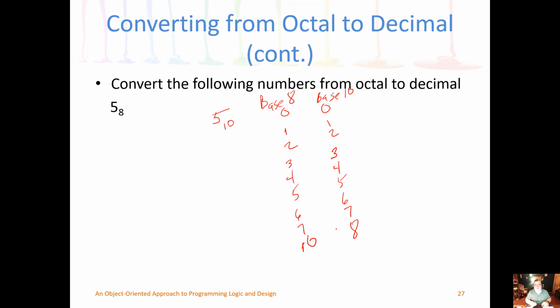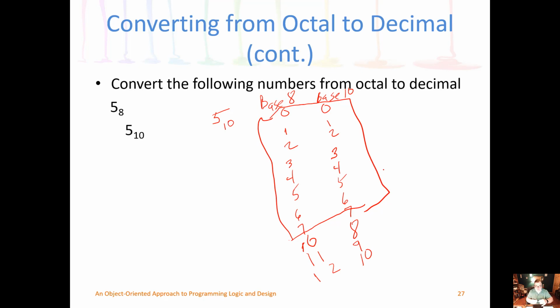If you look, from here to here, they're exactly the same. It isn't until we get to base 10 or base 8 that they start changing. So 5 in base 8, or octal, is 5 in decimal. Let's check. Yep, that's correct. Now let's erase this so I can use it again.